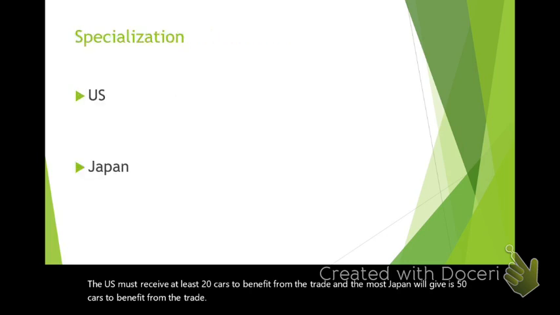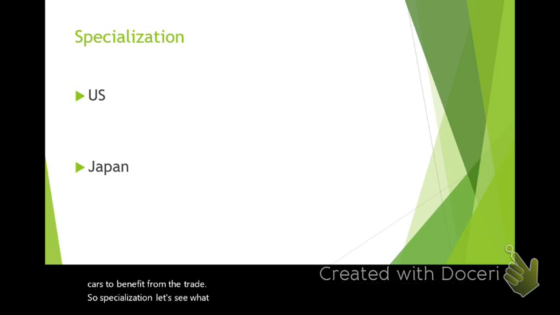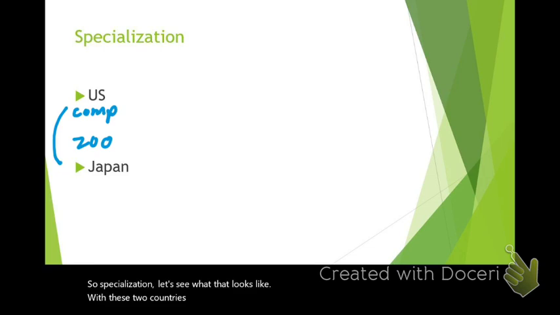So specialization, let's see what that looks like with these two countries. For the U.S., we'll do an extreme example. The U.S. is only going to produce computers, and they produce 200. That's how much they can produce if they maximize the use of their resources, and no cars. Japan is going to produce no computers and 50 cars.